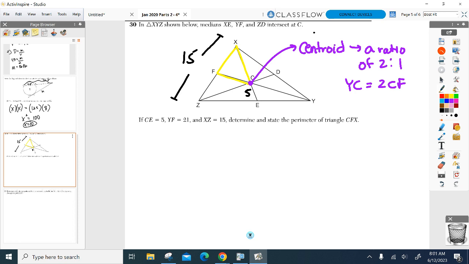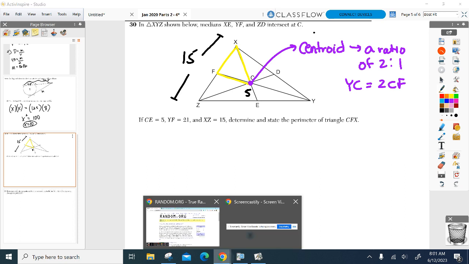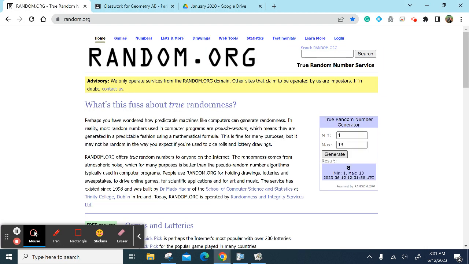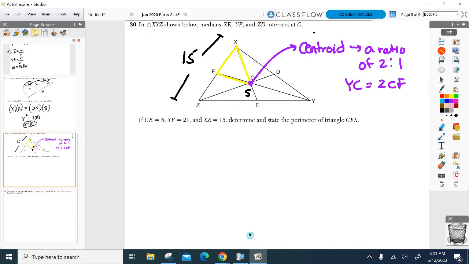So anybody want to find XC now that we just went over that fact and theorem? Anybody know the length of XC now that we just went over that? C is breaking XE up into a ratio of 2 to 1. We already know that piece is 5. Other piece, XC, 10. So XC is 10 because I know that's a centroid and it goes to a ratio of 2 to 1.